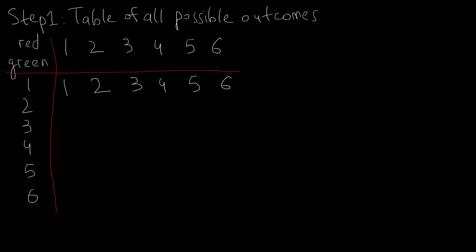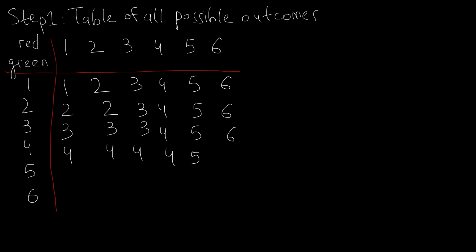And if you're not sure how I'm doing this, you simply have to recall the definition of the random variable x, which we defined at the start of this video. Okay, cool. So that's going to be 2, 2, 3, 4, 5, 6. This is going to be 3, 3, 3, 4, 5, 6. This is 4, 4, 4, 4, 5, 6. This would be 5, 5, 5, 5, 5, 6. And finally, in the last row, we have 6 throughout.